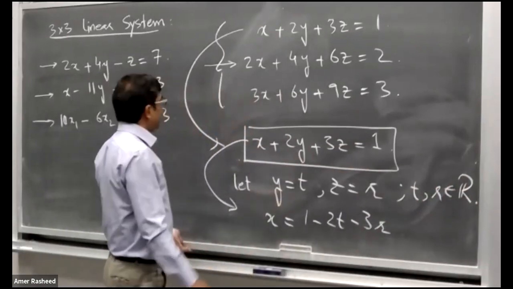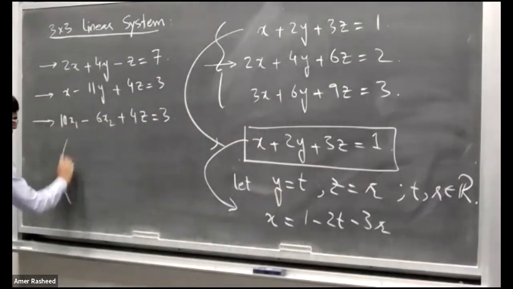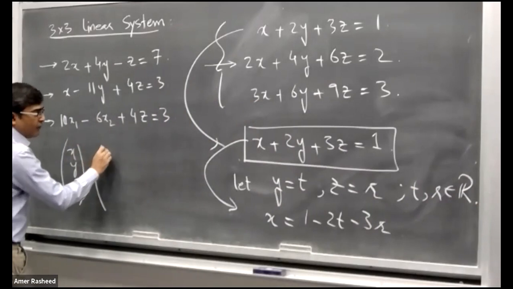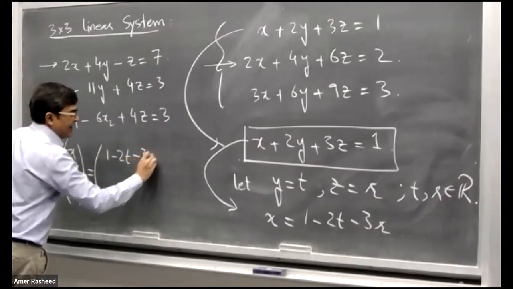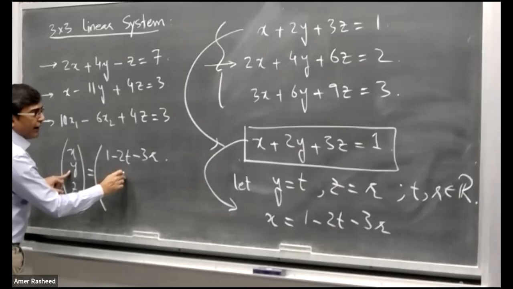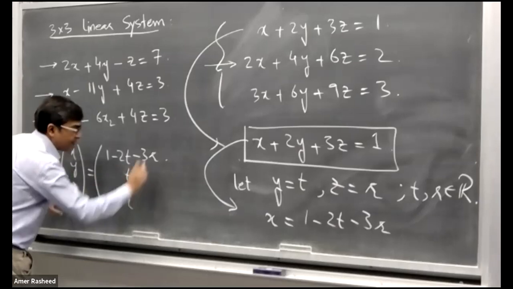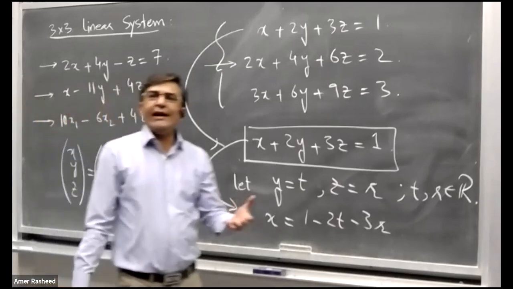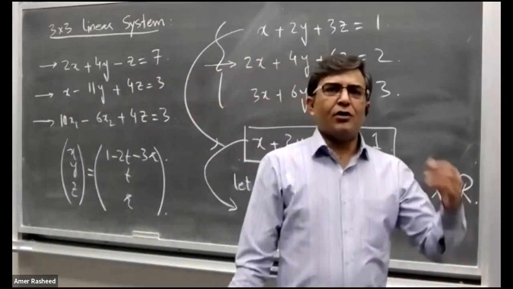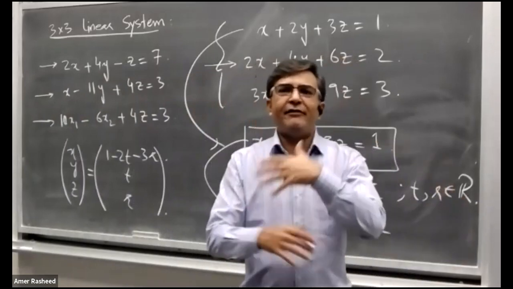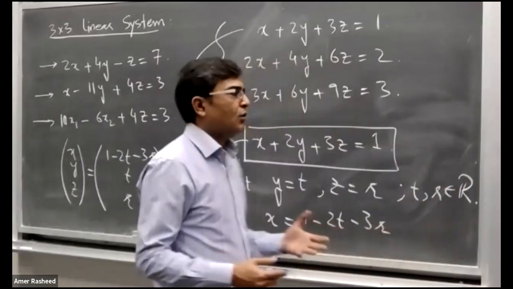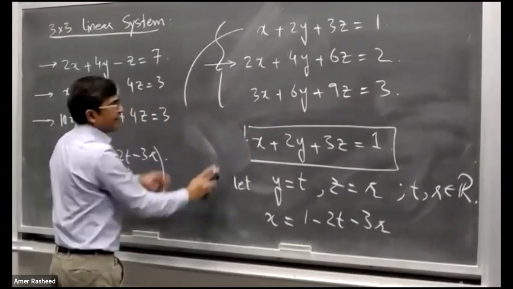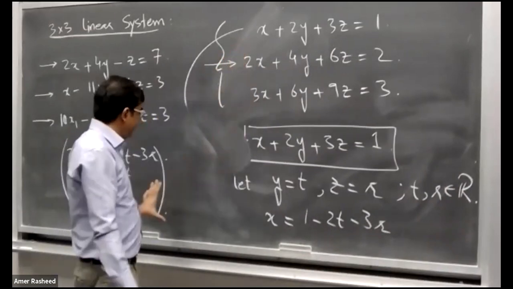In this case, the solution would be x, y, z, and we can write x as 1 minus 2t minus 3r, y is t, and z is r. So this will be the solution. By taking different values of t and r, we can have infinitely many solutions. Because t and r can have different values from R, they have, in fact, infinitely many values, and this system has infinitely many solutions.